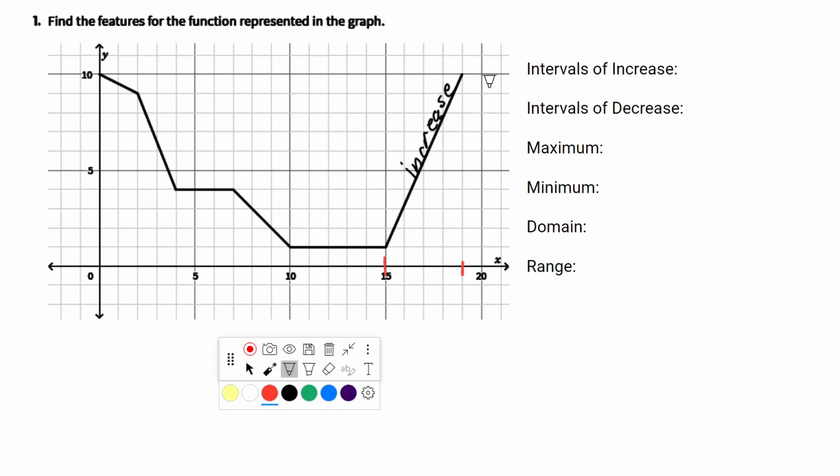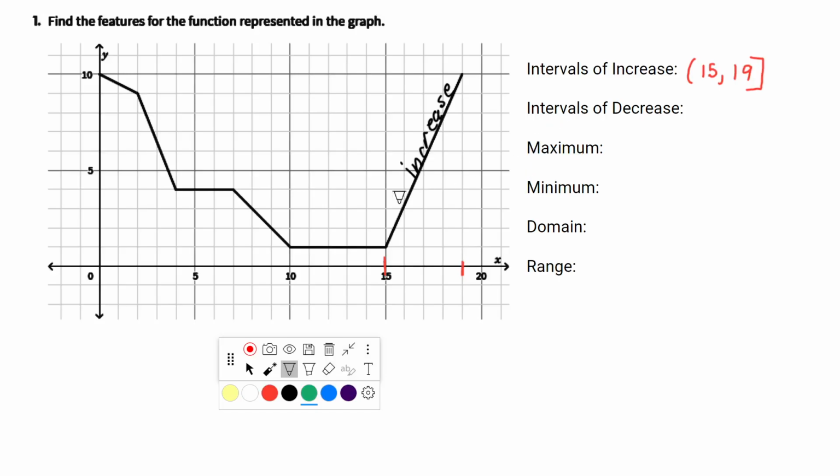Now, as an interval, the 15 is also used at the end of this constant interval. So I'm going to use a parenthesis in front of the 15. I'm going to write the 19, which is where it ends, but I'm going to use a square bracket, and that's because my graph ends when x is 19. That 19 isn't shared with another interval.